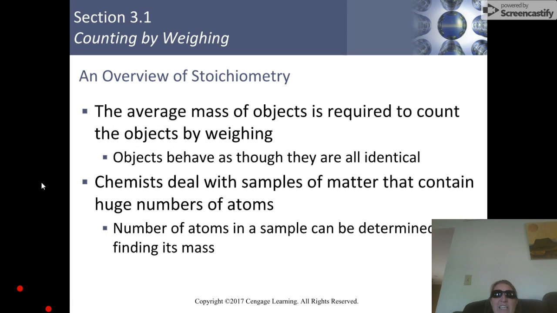So what we need to understand is that the average mass of objects is required to count the objects by weighing because objects behave as though they're all identical. And because we're dealing with chemistry, we're dealing with samples of matter that are so small that we really can't measure them individually. So we measure them in bulk because that's when they have a mass. And that's by using Avogadro's number and the unit of the mole to be able to describe small items.